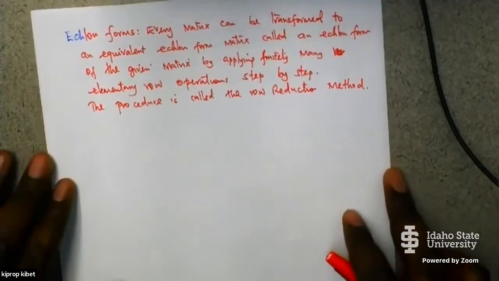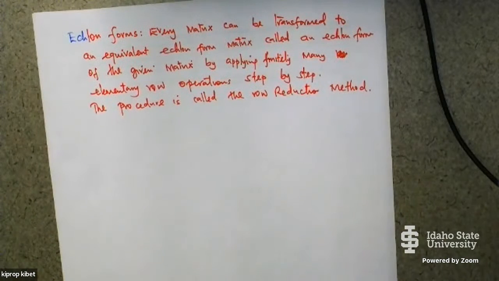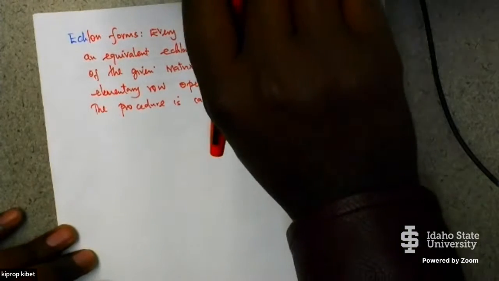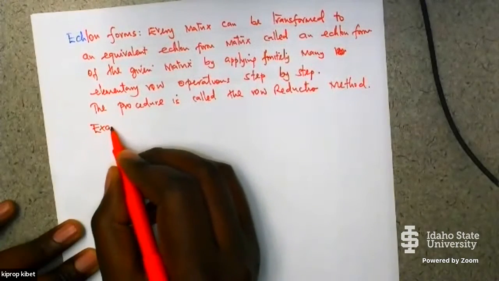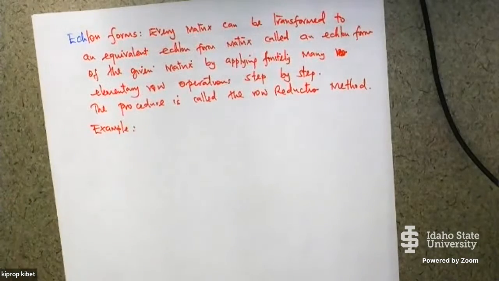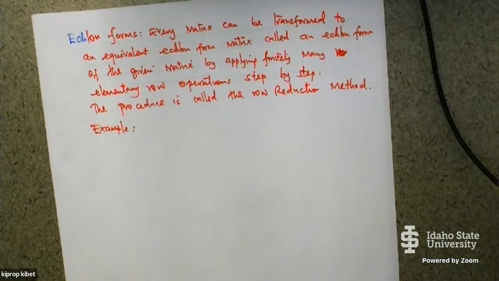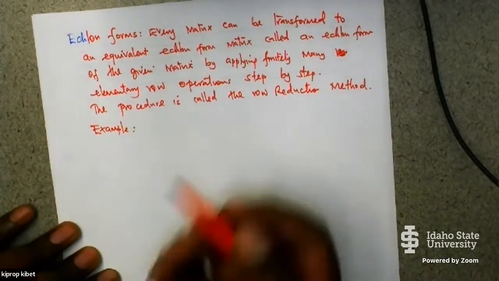So we were looking at the echelon forms of the matrix, and to transform the matrix into the echelon form, we use the row reduction method. So let's look at example number 2. How can we write the matrix in row echelon form? And how can we get the pivot columns and the pivot positions?